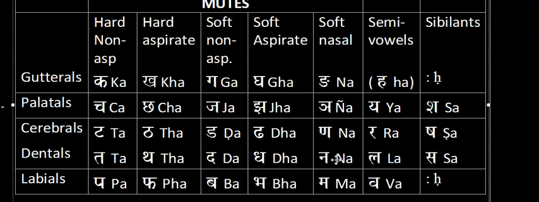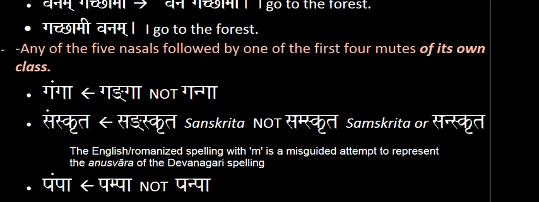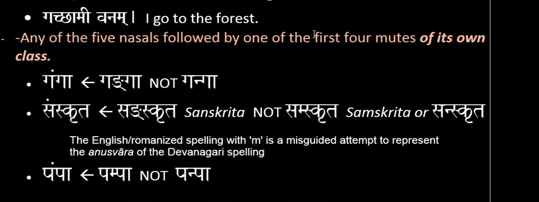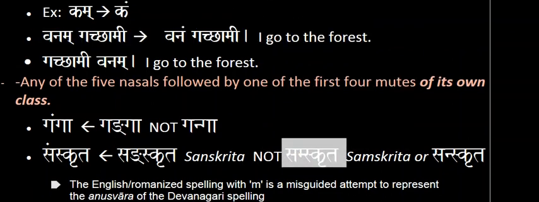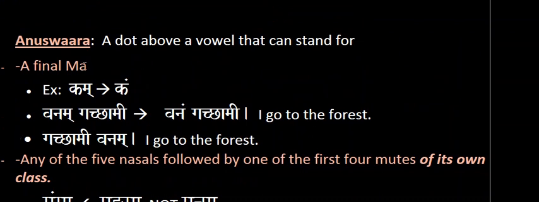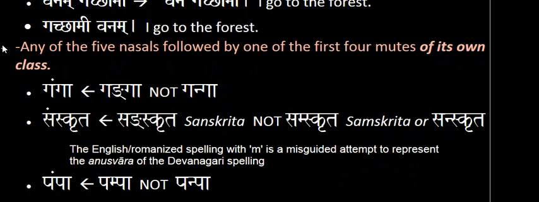So we can't say that it is Sanskrit with a na, with a dental na. That wouldn't be correct because it wouldn't follow the rule. It has to follow, again, key word here, one of the first four mutes of its own class. But it's not considered to be a mute. So does that mean that we just change it into Samskrit? And Samskrit is just a final ma. Not necessarily. So if we take a look at the next letter, we have ka.